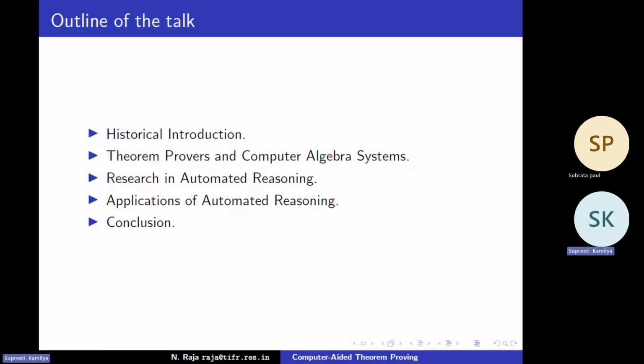Then I'll tell you a little bit about research in automated reasoning, and we look at a couple of applications of automated reasoning. Yeah? There are several applications. I'll show you two major ones. One of them is to do with proving correctness of software and hardware, and the other is to look at proofs in mathematics and foundations of mathematics. And then we'll conclude the talk.